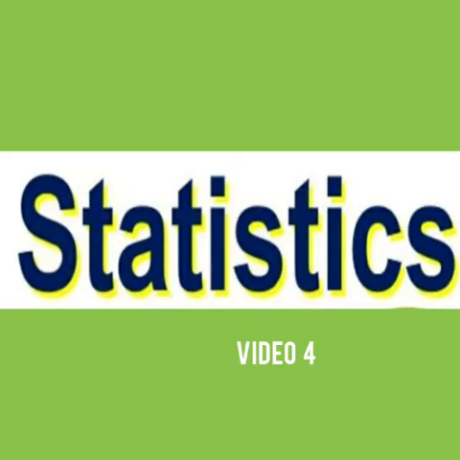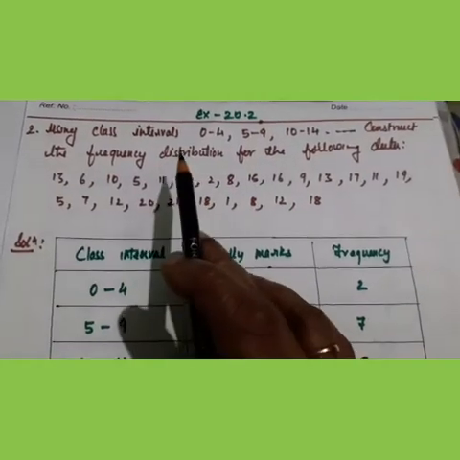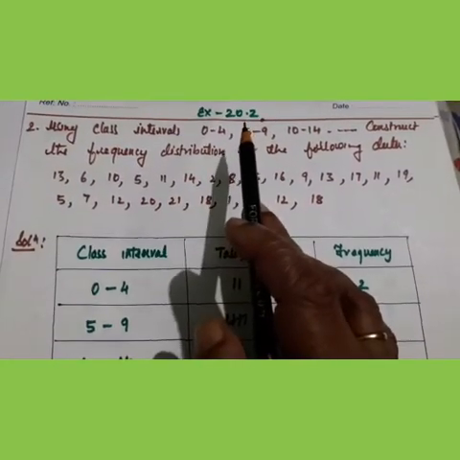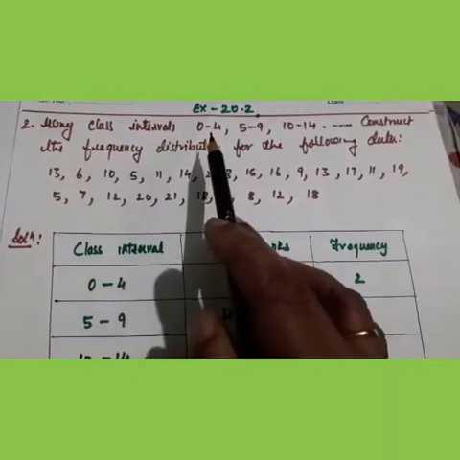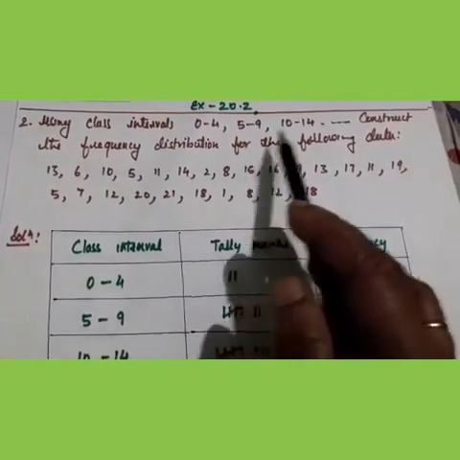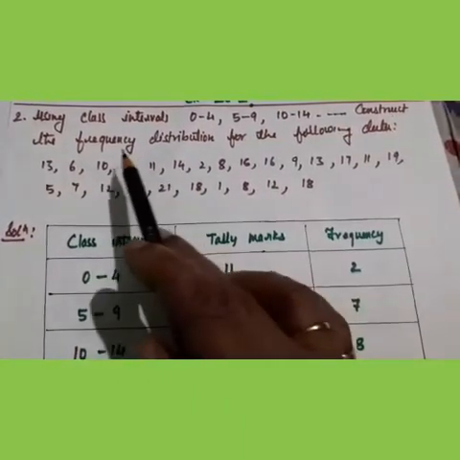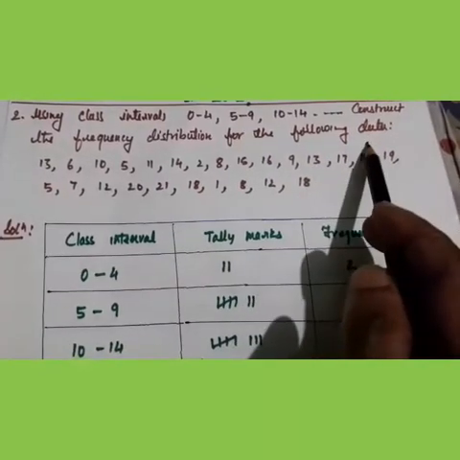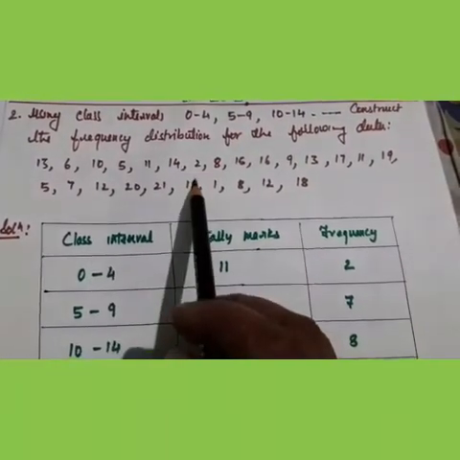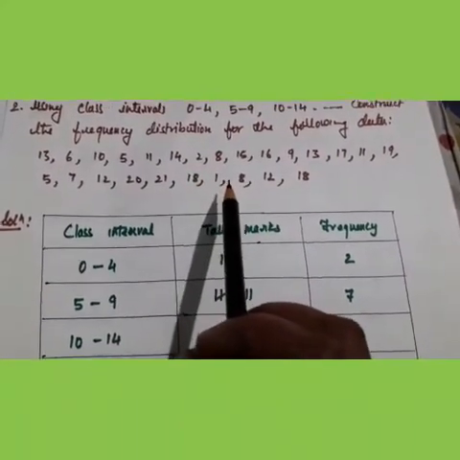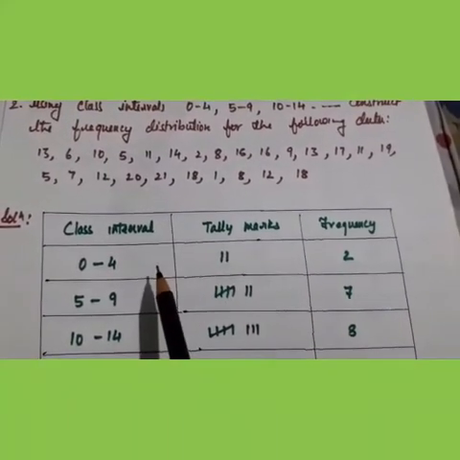I hope you have watched the previous video on statistics and understood how to draw a frequency distribution table and how to find the adjustment factor. So in this video, let us solve some questions of exercise 20.2. Using the class intervals 0 to 4, 5 to 9, 10 to 14, construct the frequency distribution for the following data. Here data is given and we have to draw a frequency distribution table.